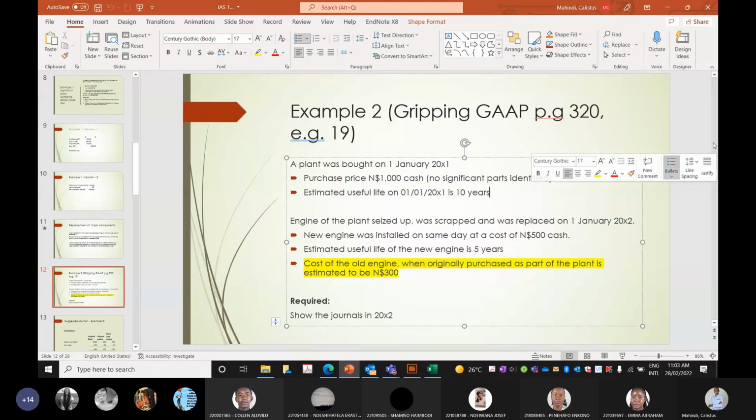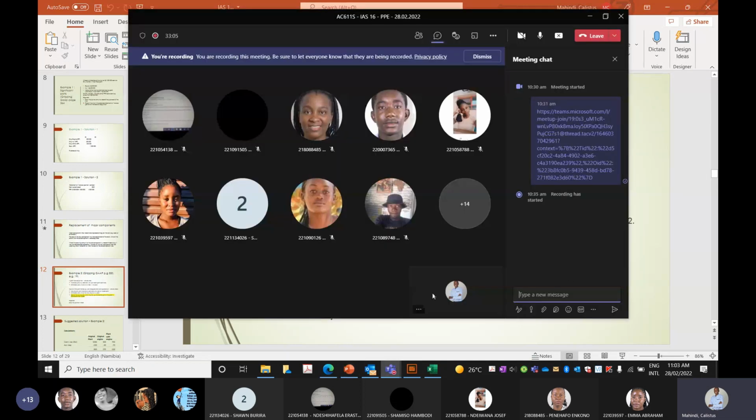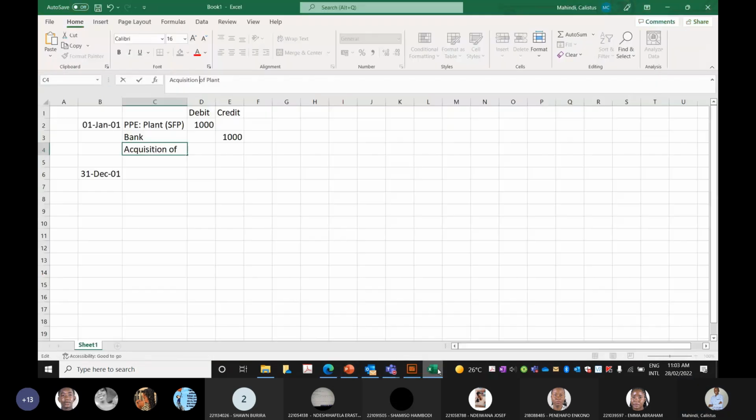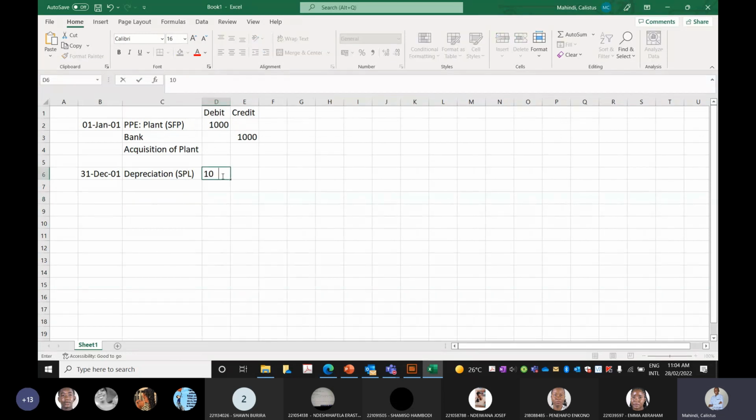We debit depreciation with 100, yeah, and we credit income statement. Credit income statement is then an account called income statement. The first one was correct. Debit your depreciation, and your depreciation appears in your statement of profit or loss or income statement. You were correct with this one, 100,000.